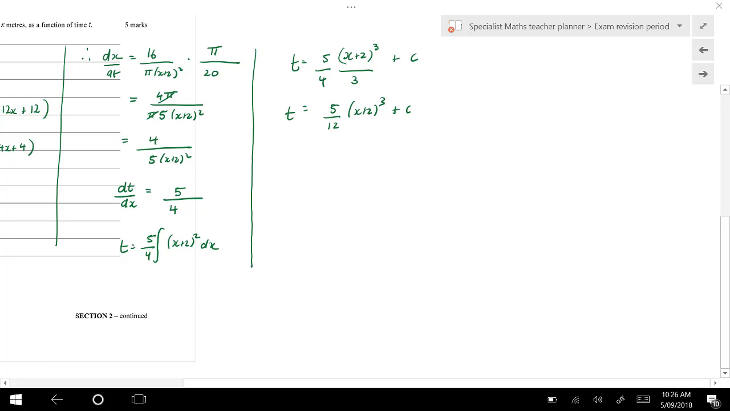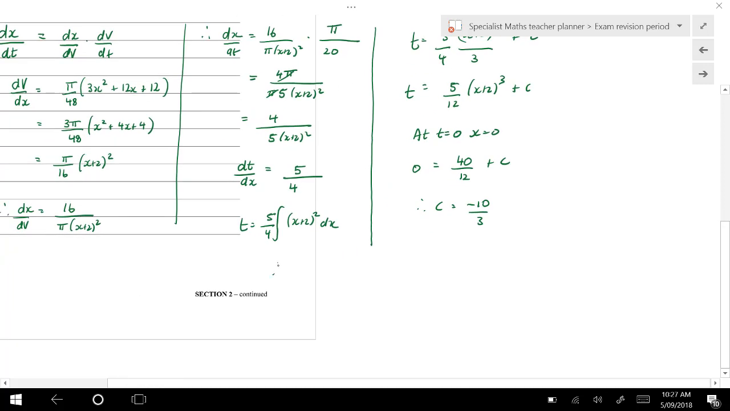Now, we need to find what c is, don't we? At t equals 0, what does x equal? Yes, that's correct. So 0 is equal to 5 times 8, that's 40 over 12, plus c, and therefore c is equal to negative 10 over 3. So what we have is, time is equal to 5 over 12, x plus 2 cubed, minus 10 over 3.